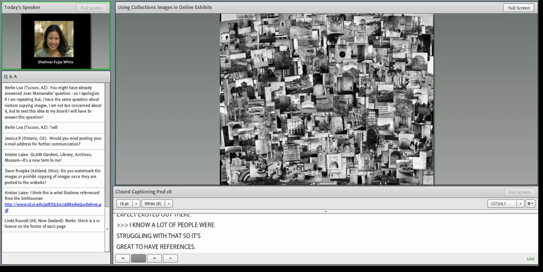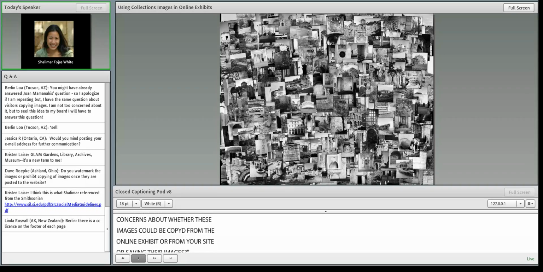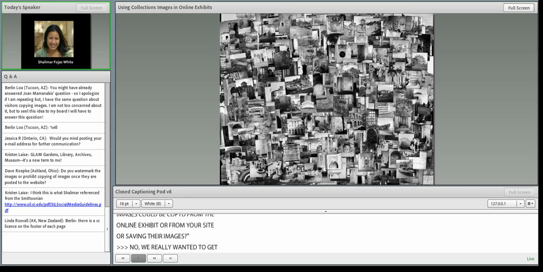So Joan has asked, did you have any concerns about whether these images could be copied from the online exhibit or from your site, or saved onto their computer? No, we really wanted to get it out as widely as possible. We did install a Creative Commons license that is non-commercial with attribution. And some folks are better at it than others. But as a research institution affiliated with Harvard University, these are collections that we want to get out there as far as possible.